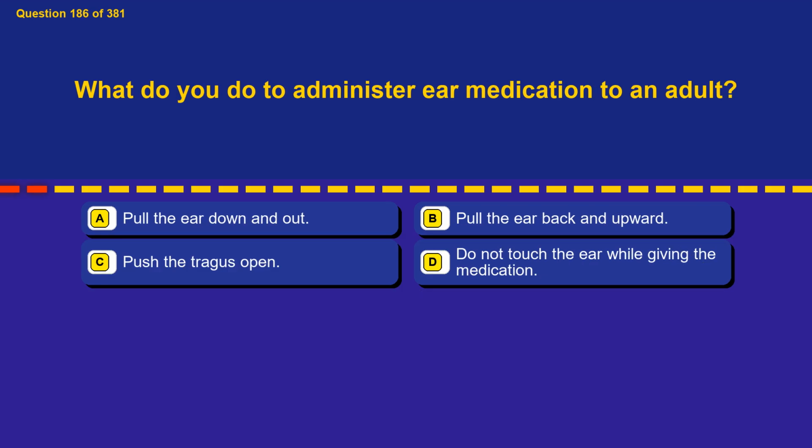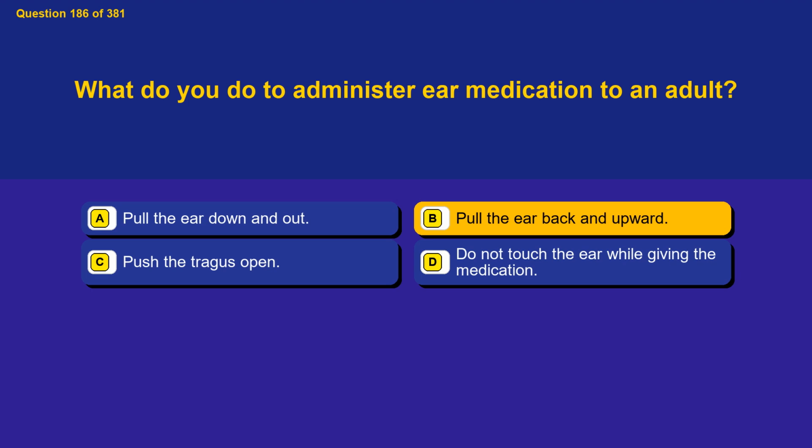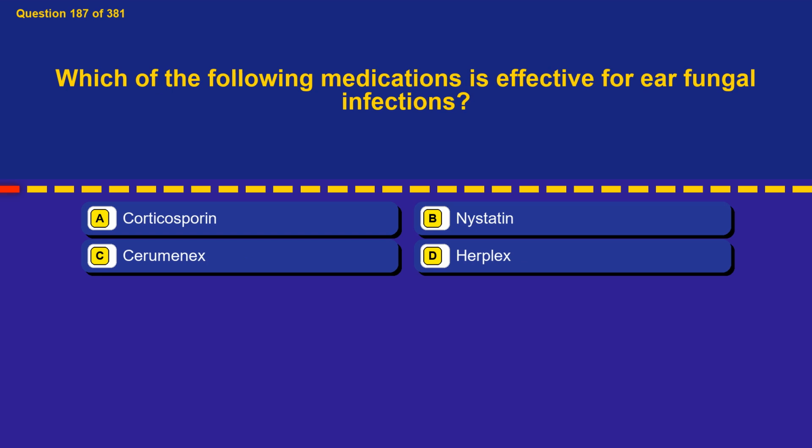Question 186. What do you do to administer ear medication to an adult? Option A, pull the ear down and out. Option B, pull the ear back and upward. Option C, push the tragus open. Option D, do not touch the ear while giving the medication. The correct answer is option B, pull the ear back and upward. Question 187. Which of the following medications is effective for ear fungal infections? Option A, Cortisporin. Option B, nystatin. Option C, Cerumenex. Option D, Herplex.